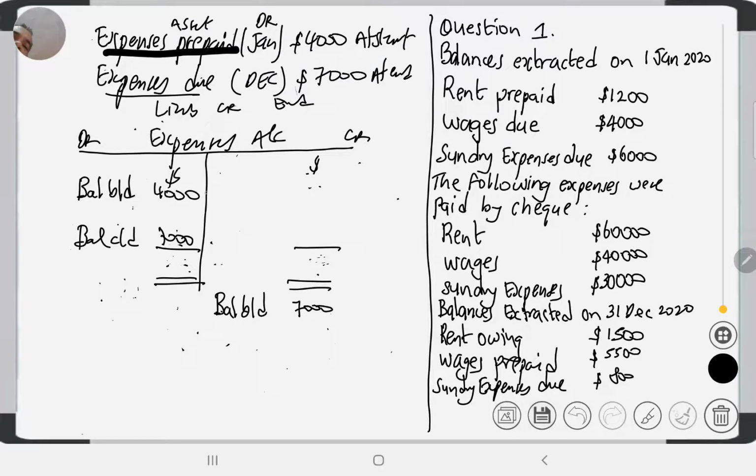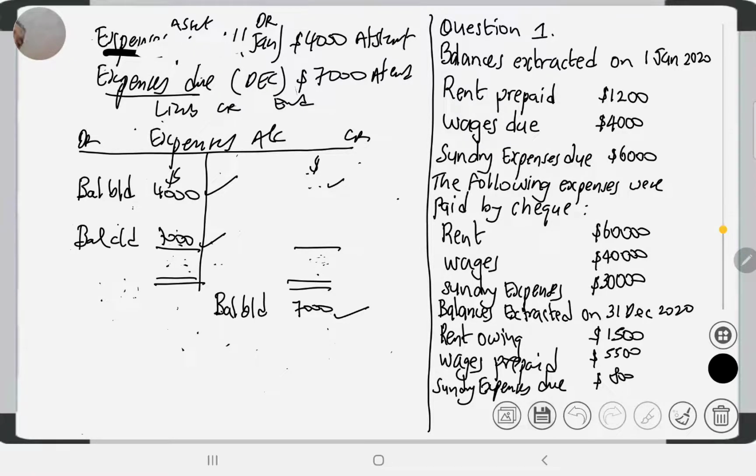At the start, we record above the total assets on the debit side, expenses prepaid. If it was expenses due, it will be on the credit side above the total. Now, expenses due liabilities, it is at the end, it will be recorded below the total on the credit side, and then it will be followed by balance CD. Now, let us see question number 1. In the meantime, you can read question number 1. This is an example.